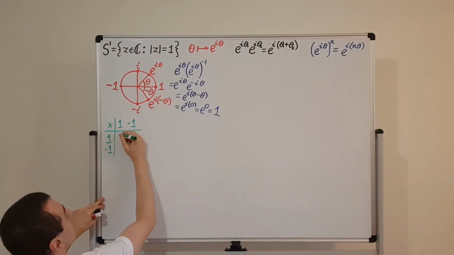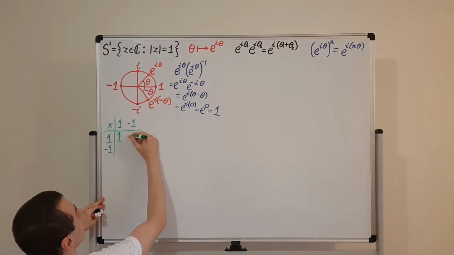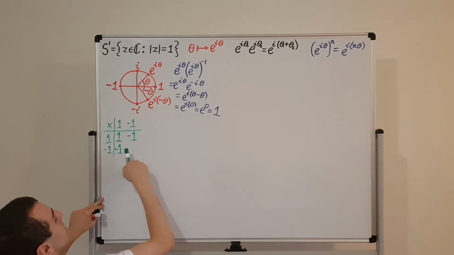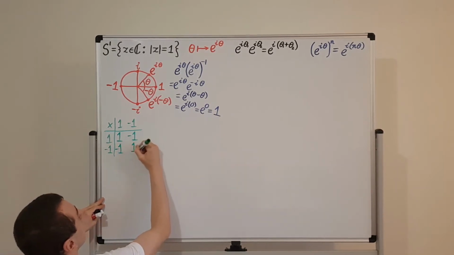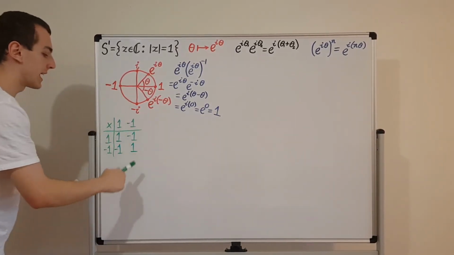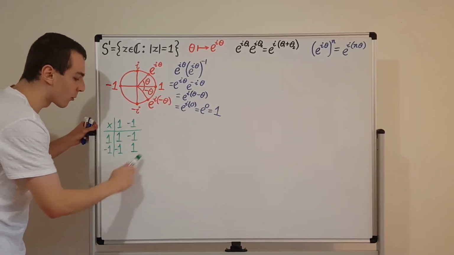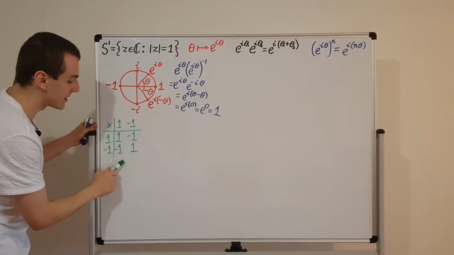So 1 times 1 is 1. Over here we have 1 times -1. Over here we have -1 as well. And -1 times -1, that gives us 1. So this is a very simple Cayley table. There's only two elements in this group, and there are four possibilities of combining these guys together.